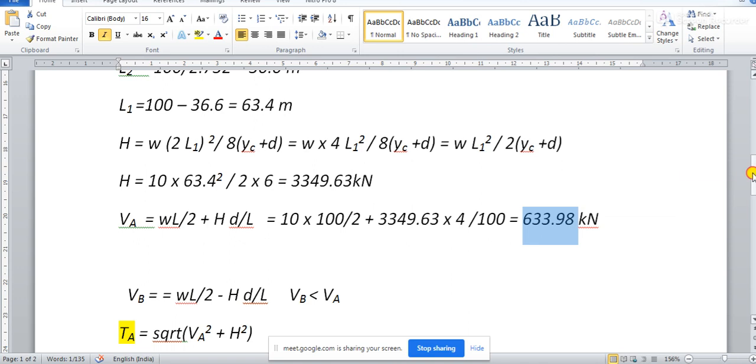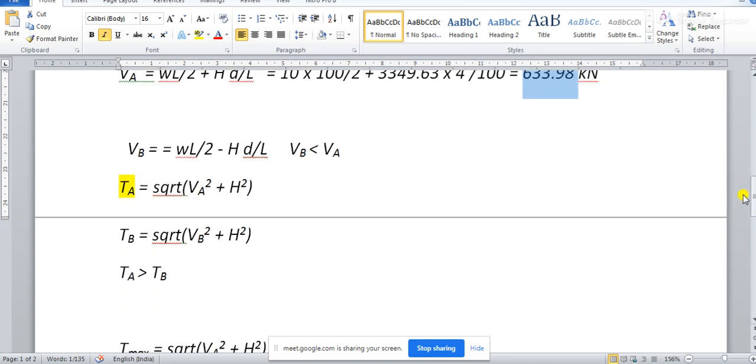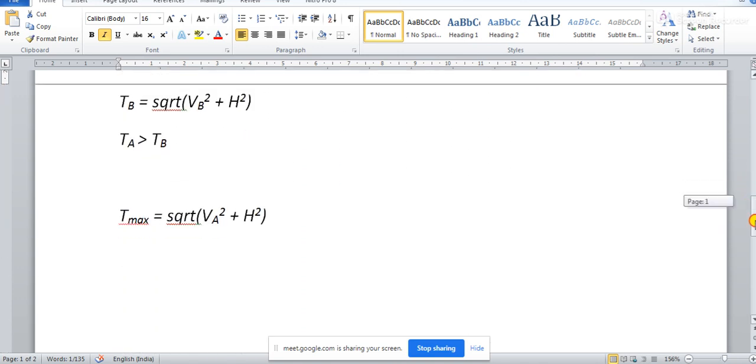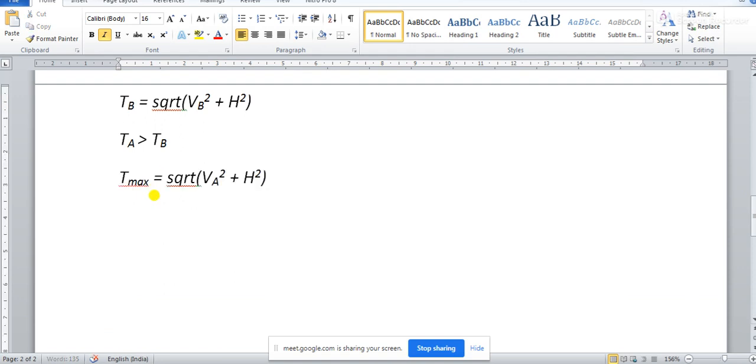Once you have calculated it, you can easily calculate the value of T max. So T max will be the square root of Vs square plus H square. I will not get into the calculation anymore. You just put in the values and find the answer. Okay, so is it clear to everyone? The problem solving is clear.